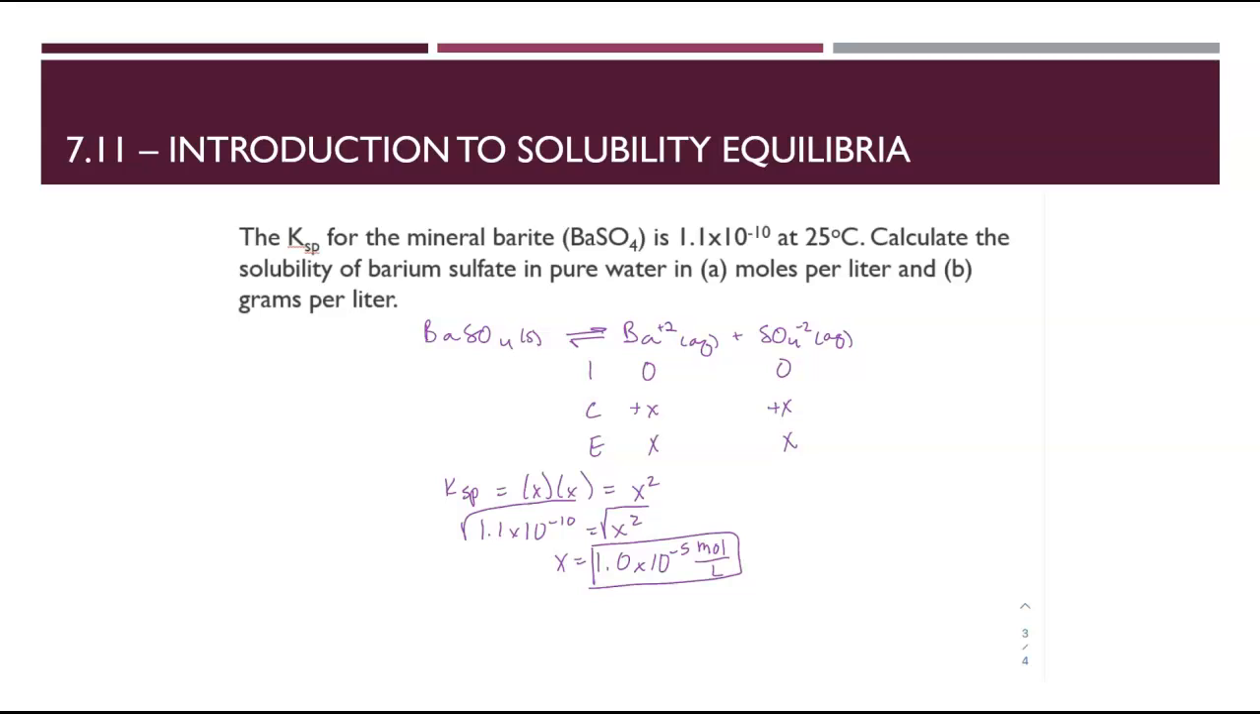Now B asks us to convert that into grams per liter. So we're just going to do a quick mole to gram conversion. We have 1 times 10 to the negative 5th moles per liter. For barium sulfate, the molar mass is 233.39 grams per mole, which gets us 0.0023 grams per liter. So that would be our answer to B.